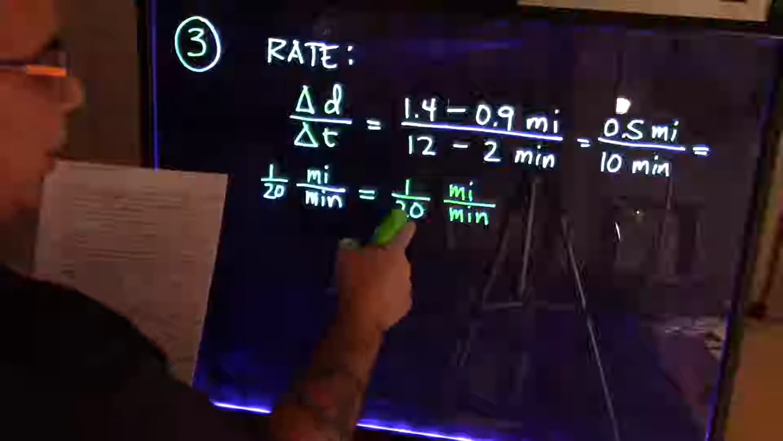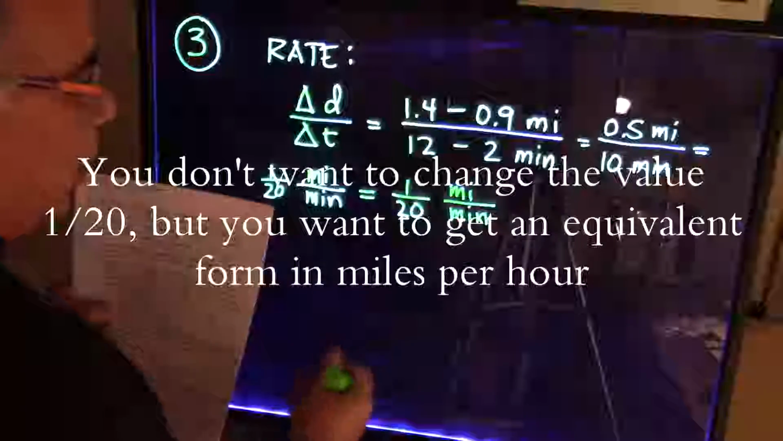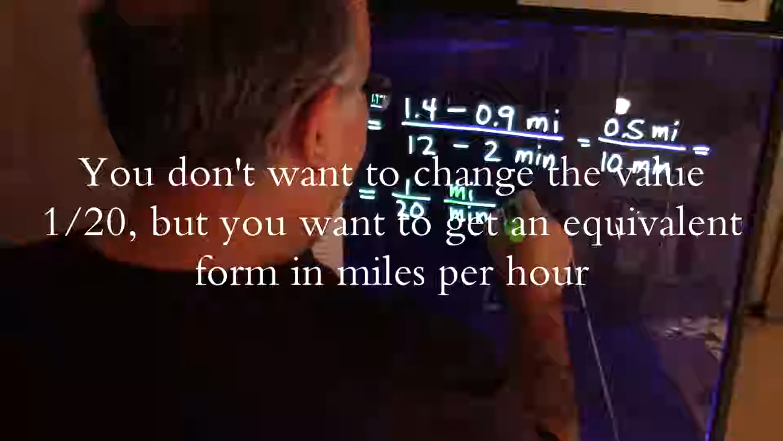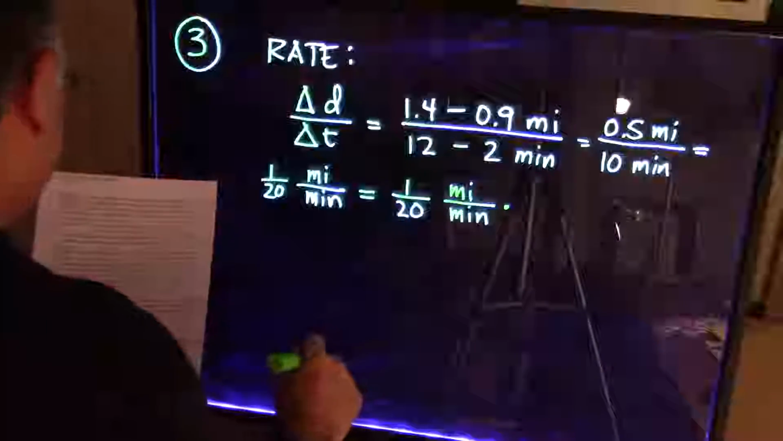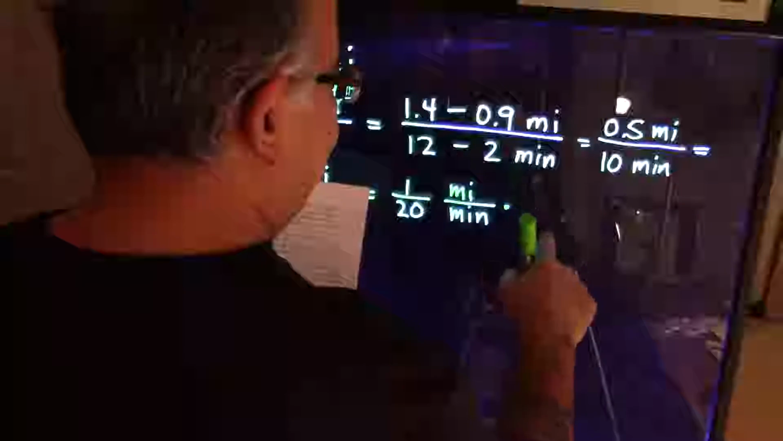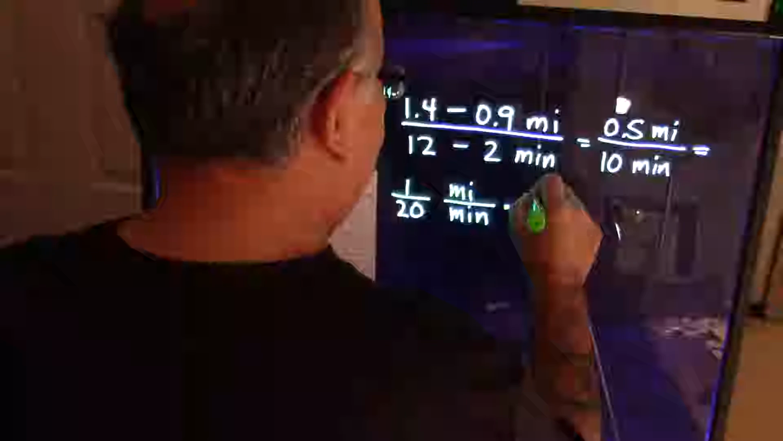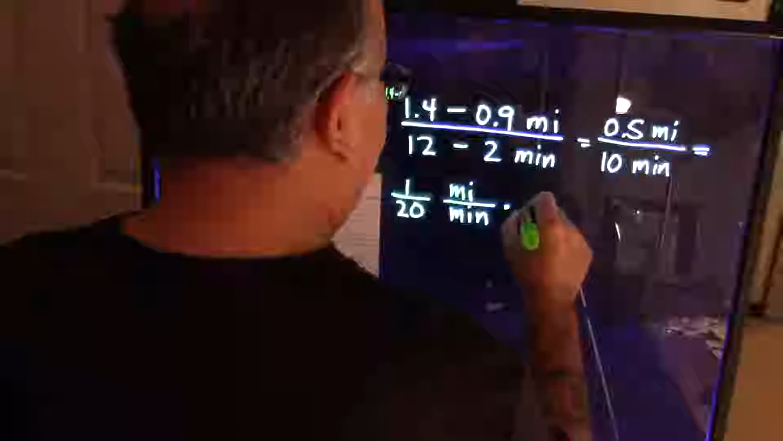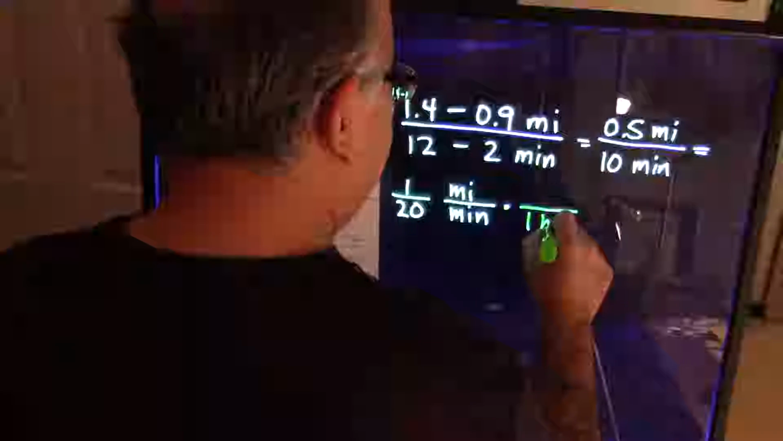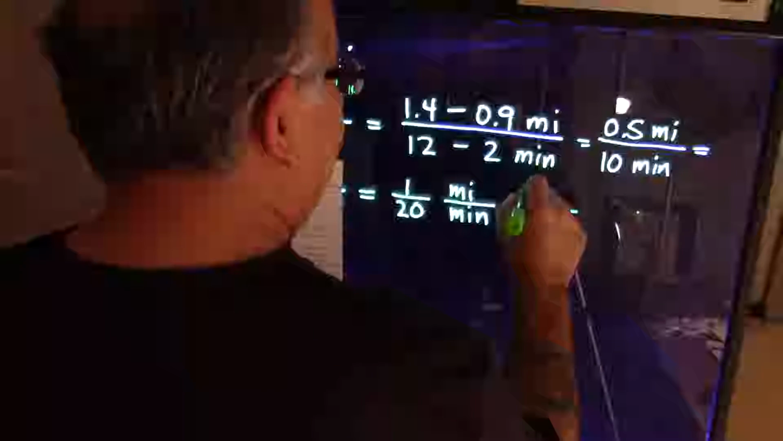Why 1? Because you don't want to change this value. You don't want to alter it, but you do want to have miles per hour. What I want to do is cancel the minutes, so I write a fraction representing 1 here, and I put minutes in the numerator so I can cancel the minutes out. Now, what I want down below is 1 hour. What's an hour? Well, it's 60 minutes.